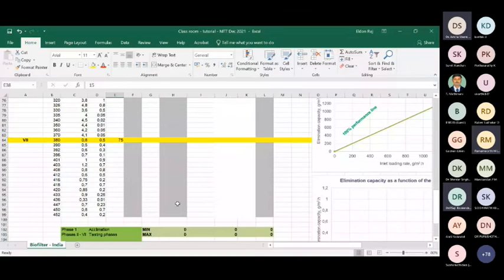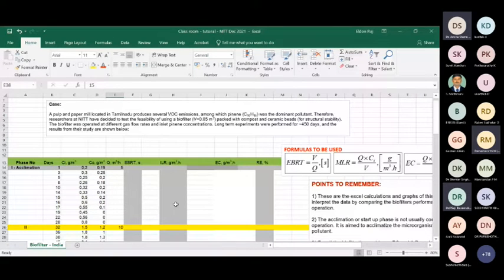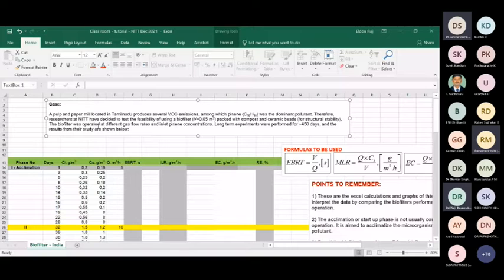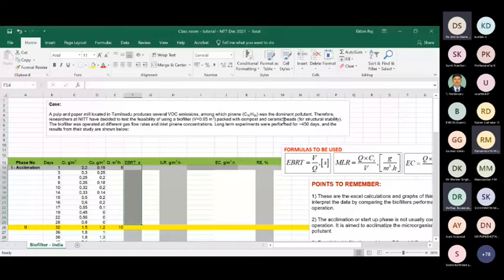And let me now tell you what the case is. A pulp and paper mill located in Tamil Nadu produces several VOC emissions, among which pinene was the dominant pollutant. Therefore, the researchers at your institute have decided to test the feasibility of using a biofilter. The volume is 0.05 meter cube. If you know the volume, you can estimate the residence time. The biofilter was packed with compost and ceramic beads for structural stability.